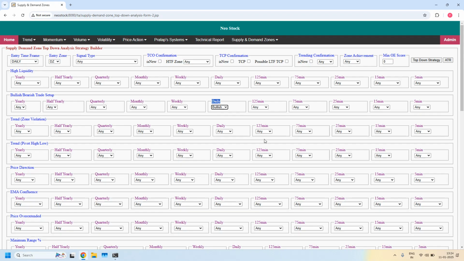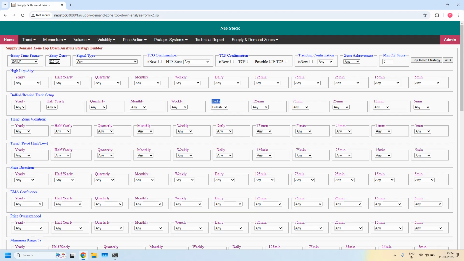We don't want pierced daily demand zones, and we want zone achievement to be violated opposing zone, and we want a minimum odd enhancer score greater than or equal to 12, and all those 3 filters we have to apply only on the daily demand zone. Suppose if you don't select demand zone and I select any, the meaning is those filters can be applied to either demand zone or supply zone, either one being satisfied. But the filter should be strictly only on the demand zone. That's why we are selecting demand zone.